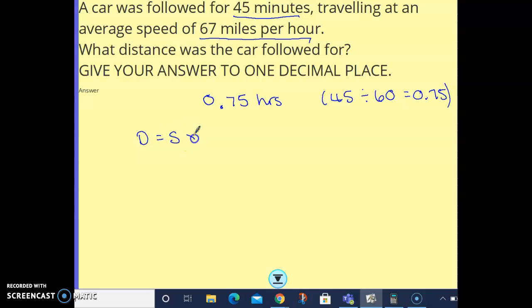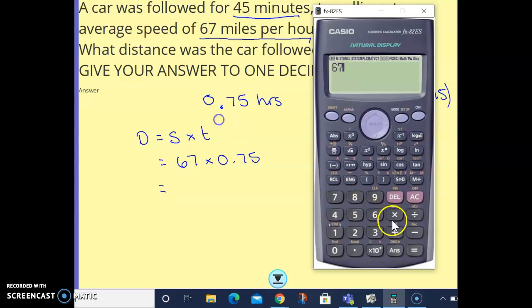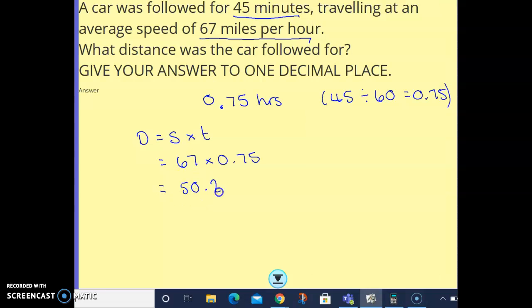Distance is speed times time. My speed is 67. My time is 0.75. So I times them, 67 times 0.75. My decimal point didn't work again. 0.75, and that is 50.25. I'm asked for my answer to one decimal place, so I want 50.3 miles. Okay.